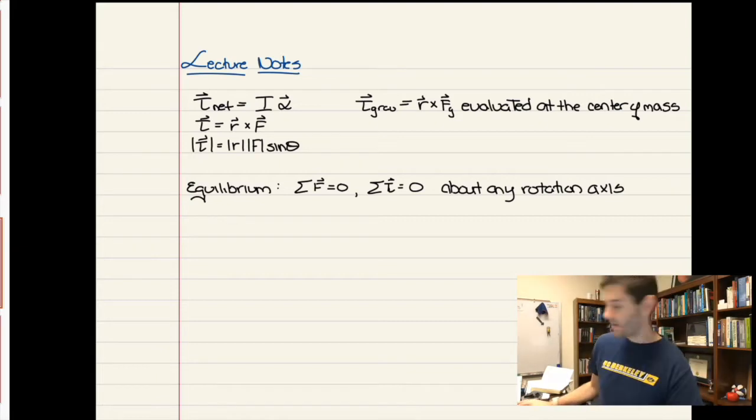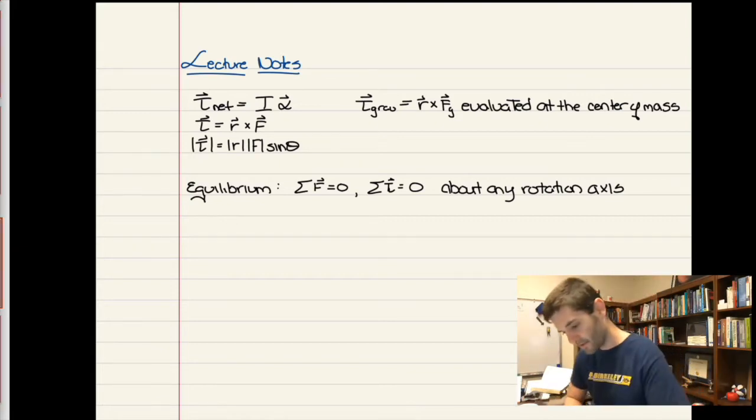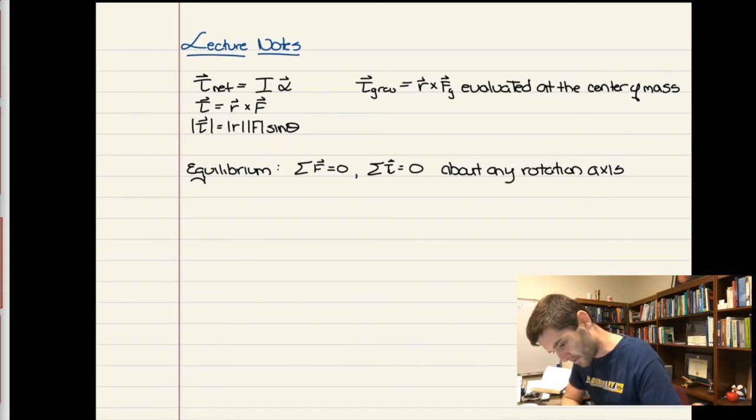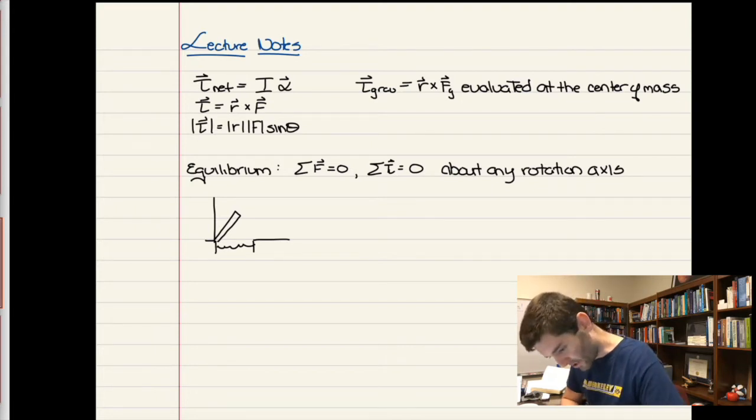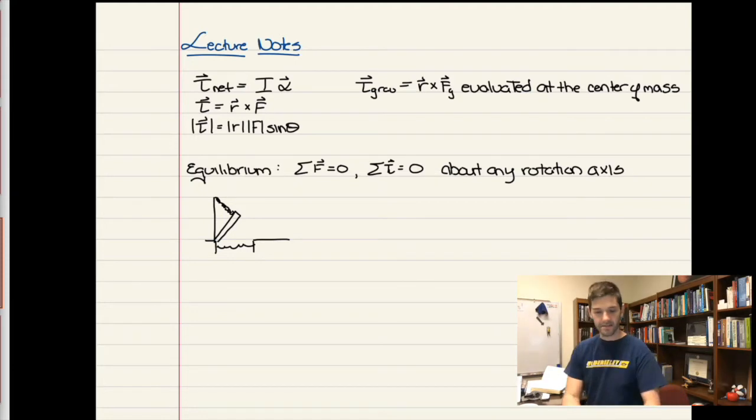So let's see, we had done the wine bottle open holder last time. Let's do a drawbridge now. Suppose there's a drawbridge that is lifted up, and there is some chain that connects it to the castle or whatever this is.